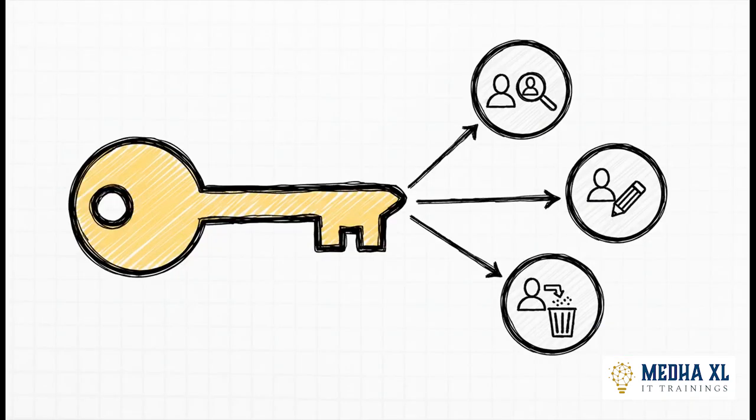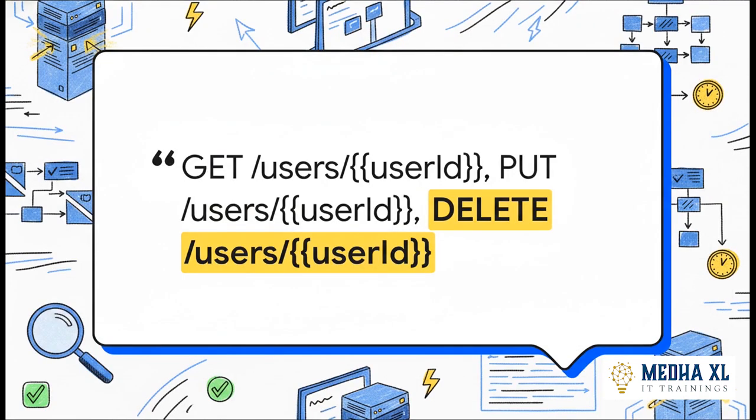Now that we have that user ID saved safely in a variable, we have the key we need to interact with that specific user. We're going to use it to build out the rest of our chain. We'll fetch that user, update some of their details, and finally, clean up after ourselves by deleting them. And this is exactly how we use that userId variable in the URLs for our next requests, the GET, the PUT, and the DELETE.